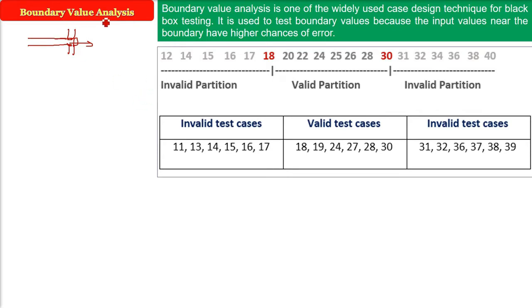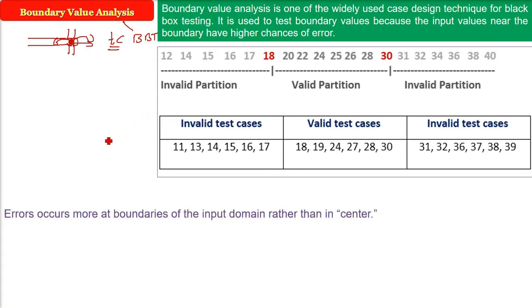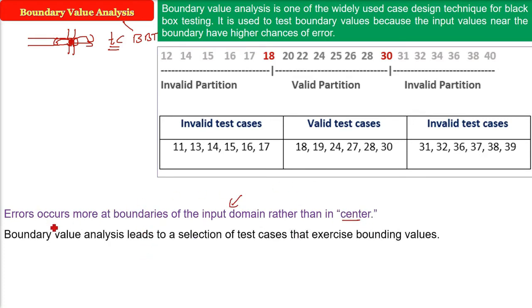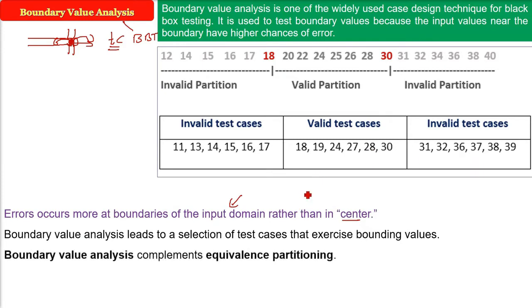So boundary value analysis is one of the widely used test case design techniques for black box testing. This is used to test boundary values because the input values near the boundary have a higher probability of error. So we'll make the partition, valid partition, etc. But error occurs more at the boundaries of the input domain rather than the center. So boundary value analysis leads to a selection of test cases that will exercise the bounding values or boundary values.